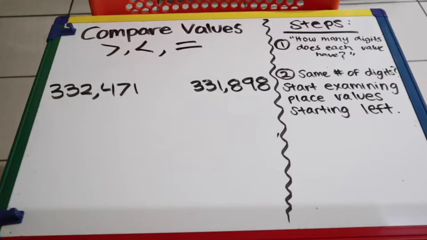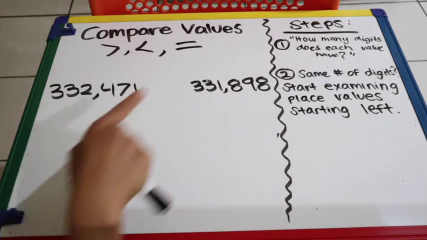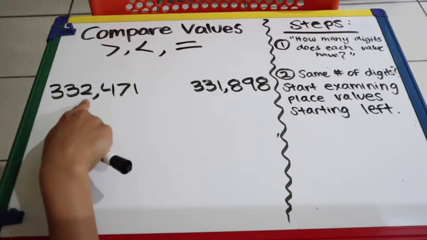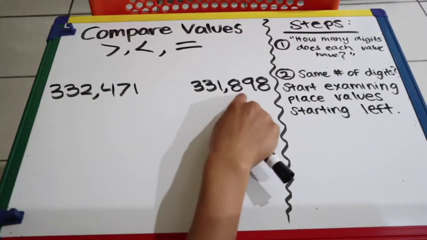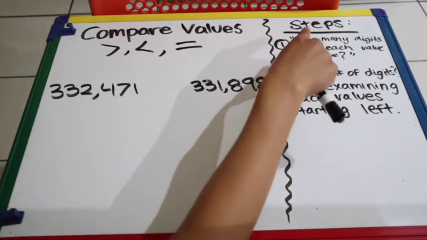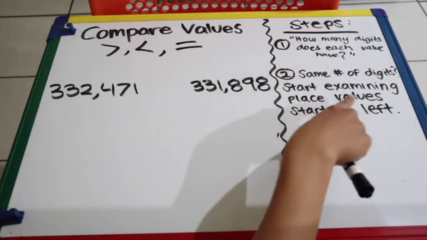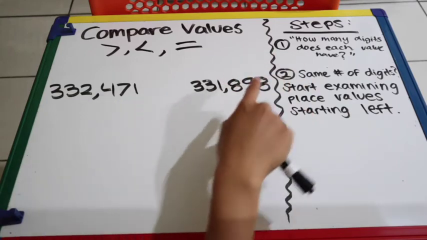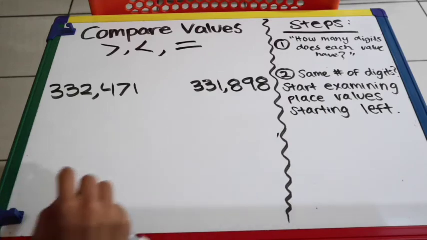Okay, here is another example. Starting off with step number one, how many digits does each value have? This one has 1, 2, 3, 4, 5, 6. This one also has 1, 2, 3, 4, 5, 6. Since they both have 6 digits, I now get to move on to step number 2, or look to this section over here. It says same number of digits. Yes, if the answer is yes, then start examining the place values starting to the left.